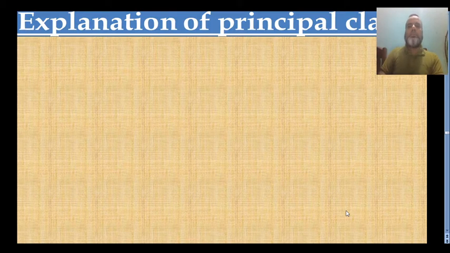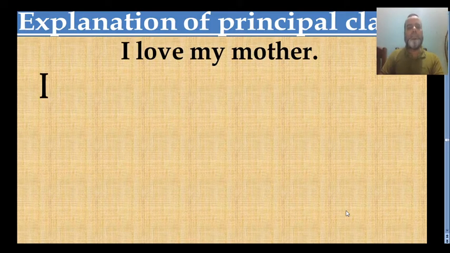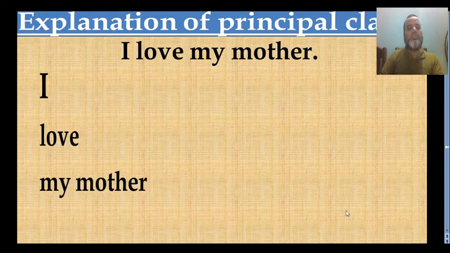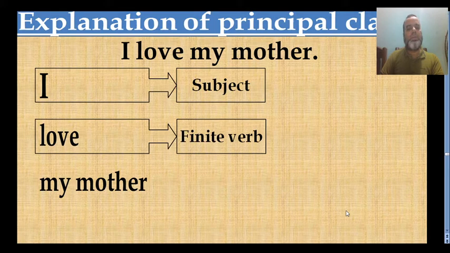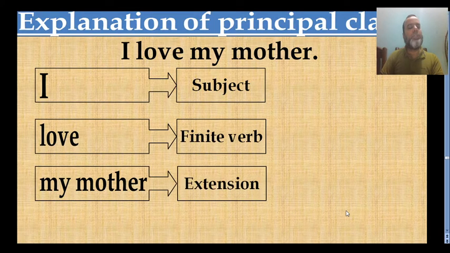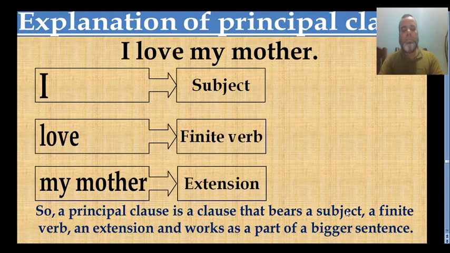Now let us explain principal clause. I love my mother. I is the subject here. Love is the finite verb here. My mother is the extension here. So a principal clause is a clause that bears a subject, a finite verb, an extension, and works as a part of a bigger sentence. Principal clause is a part of a sentence. There must be a subject, a finite verb, and it may have extension, and it works as a part of a larger sentence or bigger sentence.